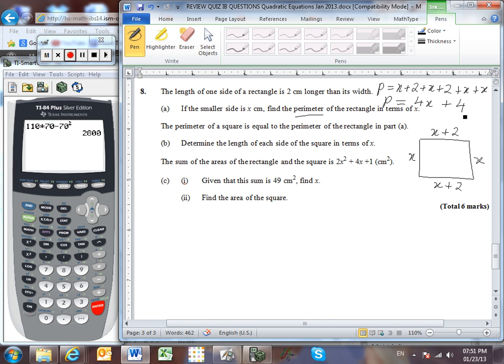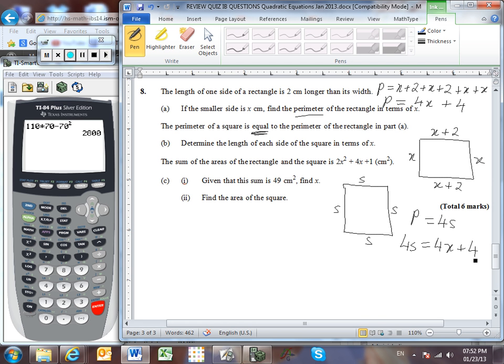Part B. The perimeter of a square is equal to the perimeter of the rectangle that we've just discussed. What will the length of each side of the square be in terms of x? Now let's think about a square. A square has got 4 equal sides. Let's call them all s. So the perimeter of a square is 4s. But we know that the perimeter of this square is equal to the perimeter of our rectangle. So our perimeter, 4s, must be equal to our rectangle's perimeter of 4x plus 4.